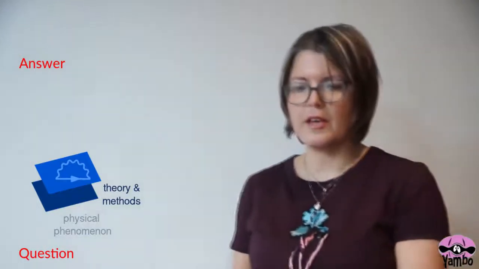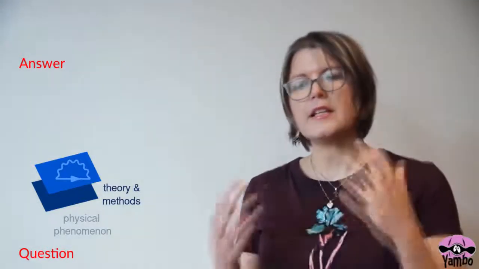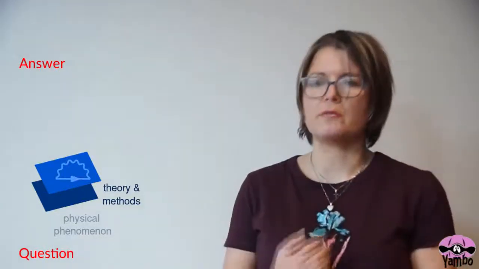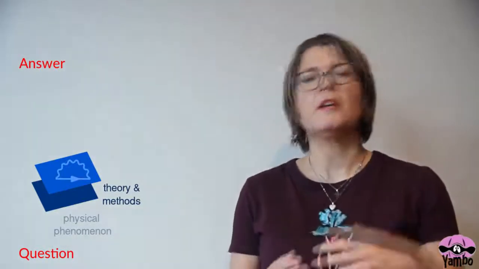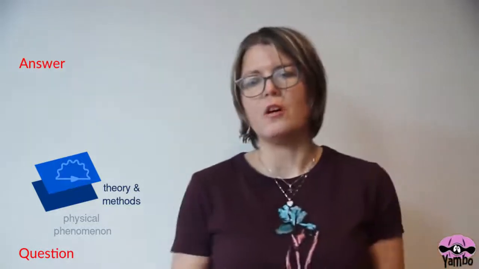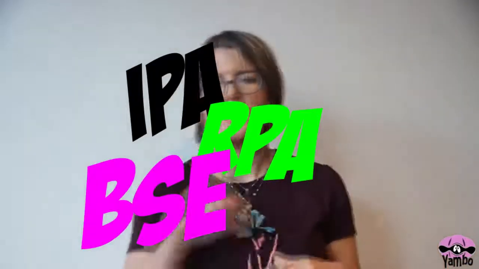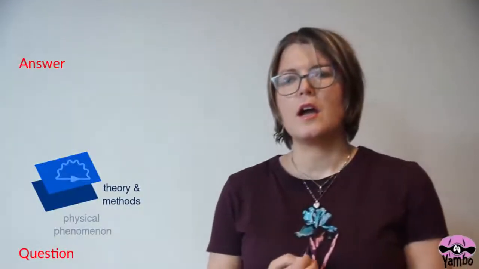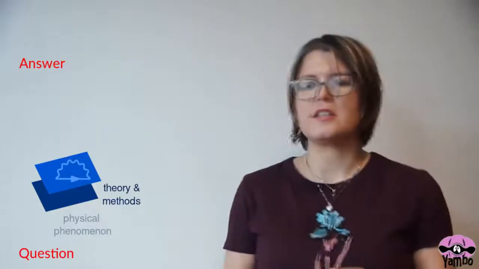The second layer is the theory, that is how the phenomenon is modeled. Here one gets a jungle of acronyms: IPA, RPA, BSE, TDDFT, GW. Behind each of these there are approximations, assumptions, and mathematical expressions.